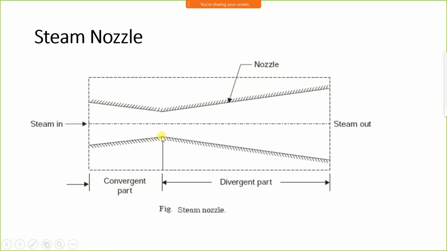Where the cross-section area or the diameter is a minimum, that portion is called a throat. After this, the diameter keeps increasing. Therefore, this nozzle is called a convergent divergent nozzle. There are three types of nozzle: convergent nozzle, divergent nozzle, and convergent divergent nozzle. This is a convergent divergent nozzle. This portion is called the convergent part and this portion is called the divergent part. And the section where cross-section area is minimum is called the throat.